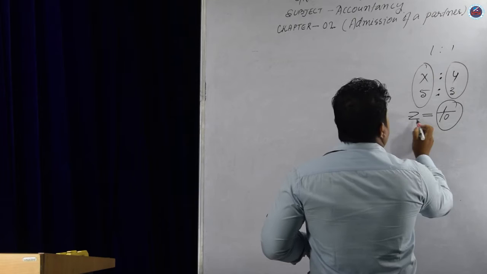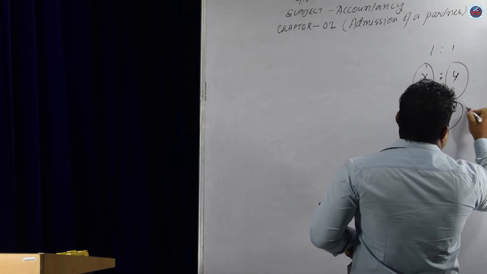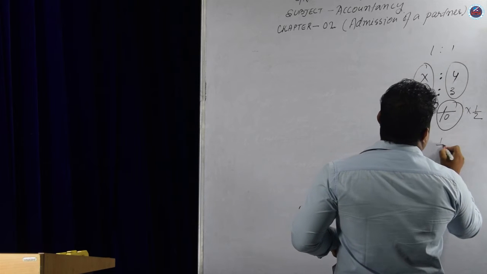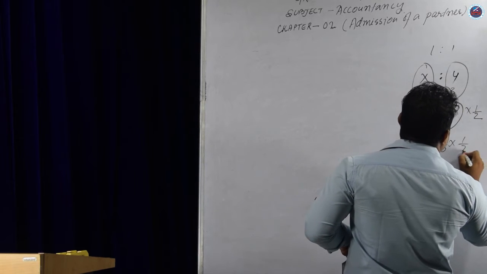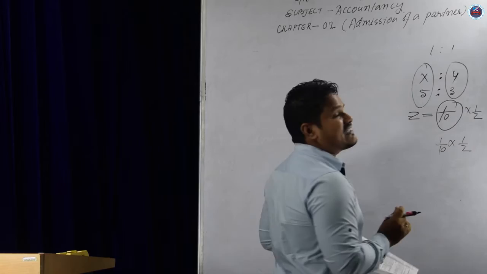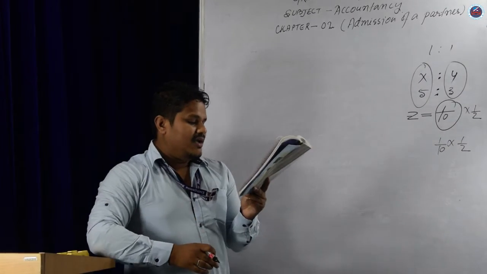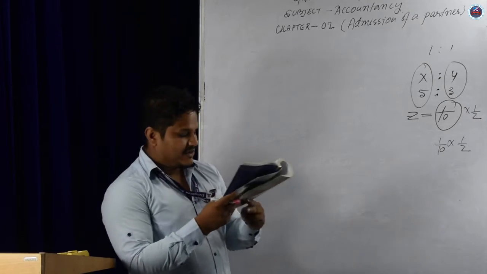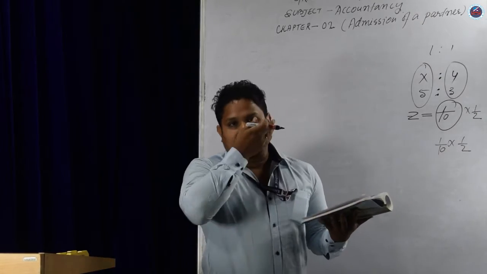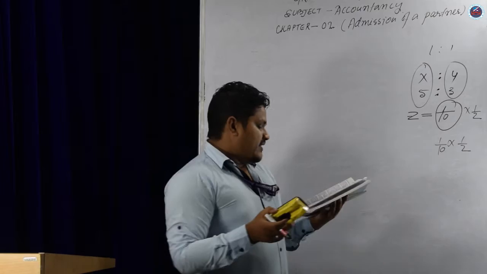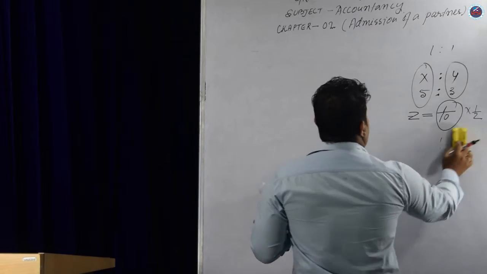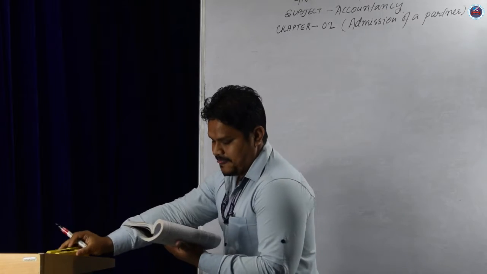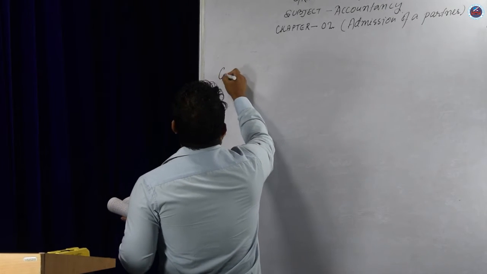So Z will get 1 by 10 into 1 by 2 from X, and the same 1 by 10 into 1 by 2 from Y, since this is given equally. So calculate the new profit sharing ratio. You have to find it out the same as question number 1. So how to calculate the new profit sharing ratio? See, this is question number 3.